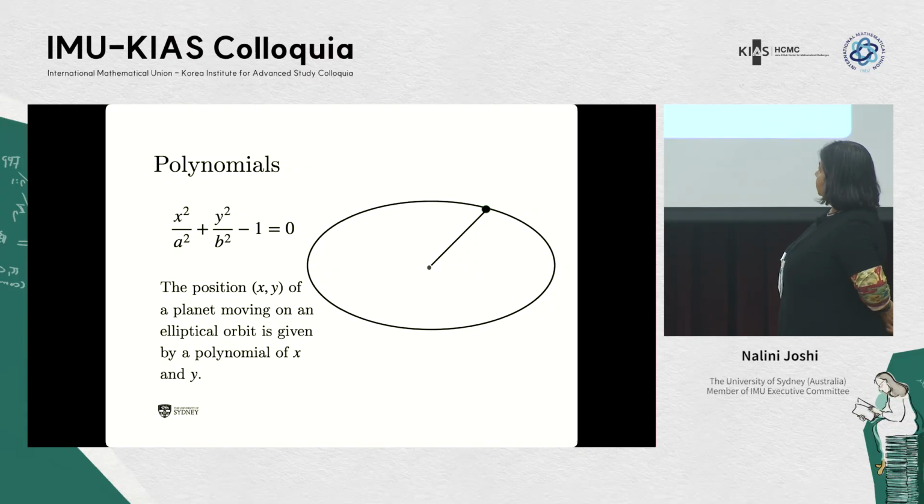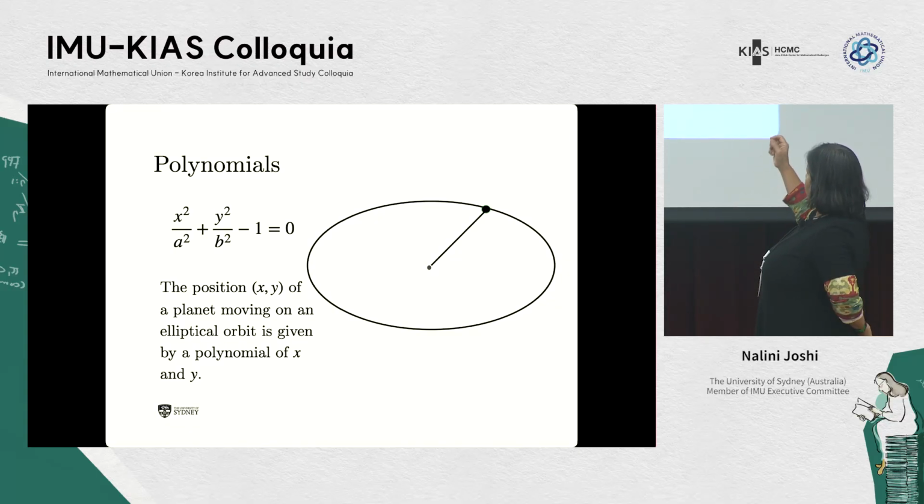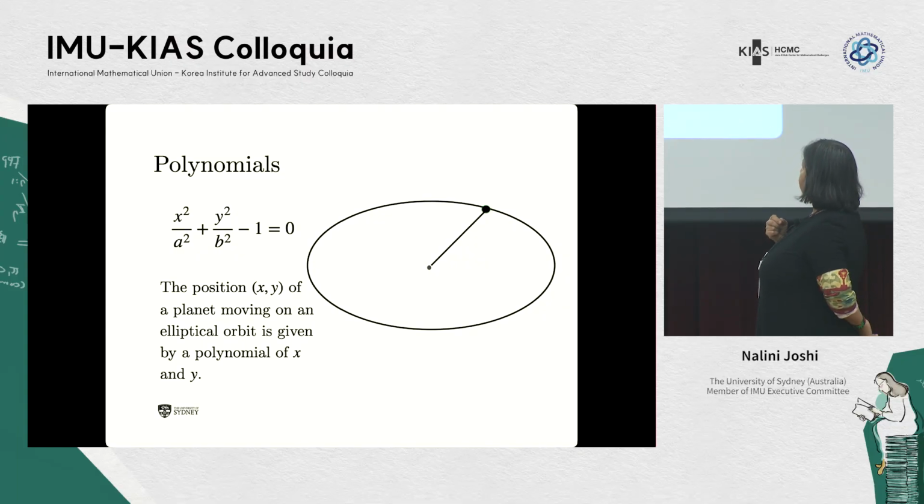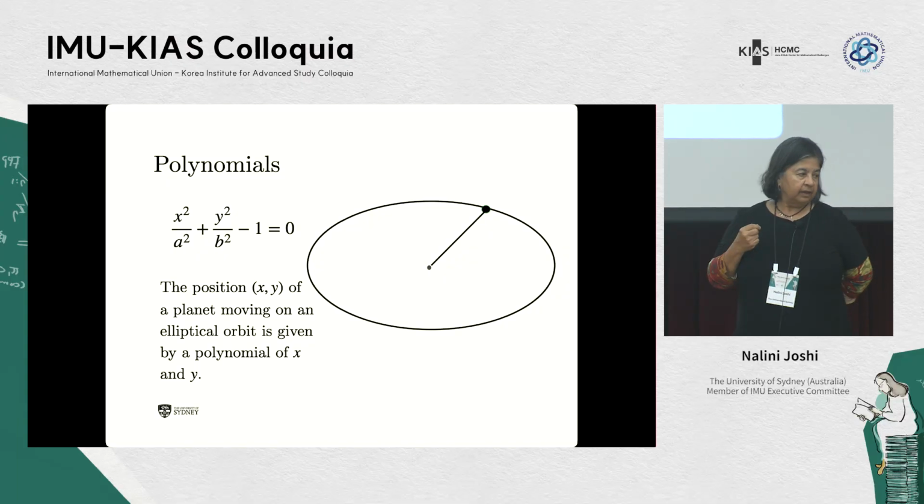orbits. So we know what the equation of an ellipse is. It's given by that polynomial equation. For an ellipse, A is not necessarily equal to B. And so if we take a center of the ellipse and draw to the position of the planet on the ellipse and give it the coordinate x and y with respect to that origin, then those coordinates satisfy a polynomial equation.